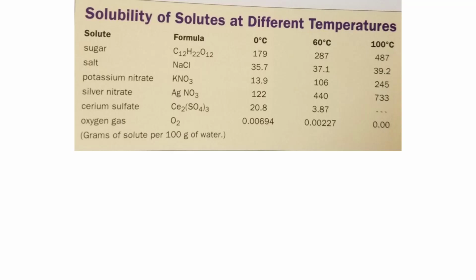But while raising the temperature generally lowers the solubility of gases, it usually increases the solubility of solids in liquids. For example, 35.7 grams of sodium chloride, or table salt, can be dissolved in 100 milliliters of water at 0 degrees Celsius. At 100 degrees Celsius, though, the salt's solubility will increase to 39.2 grams. For the same reason, you can dissolve more sugar in hot tea than you can in iced tea.